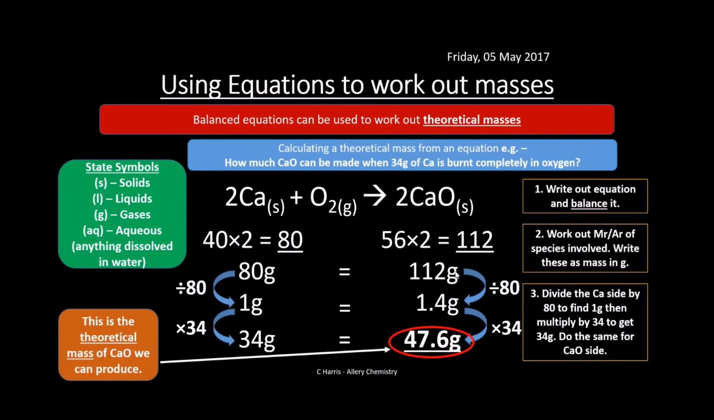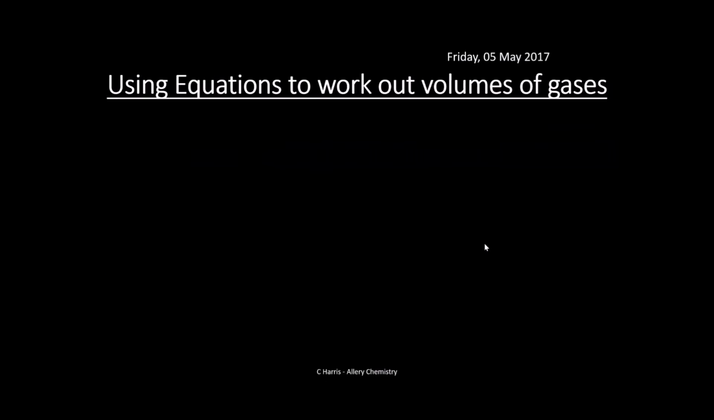And in theory, if we use 34 grams of calcium, we should, in a very perfect world, get 47.6 grams of calcium oxide. We can't get any more. That is the maximum we can potentially get. Obviously, we lose products when we do reactions, etc. So the amount you get in a practical might be lower.